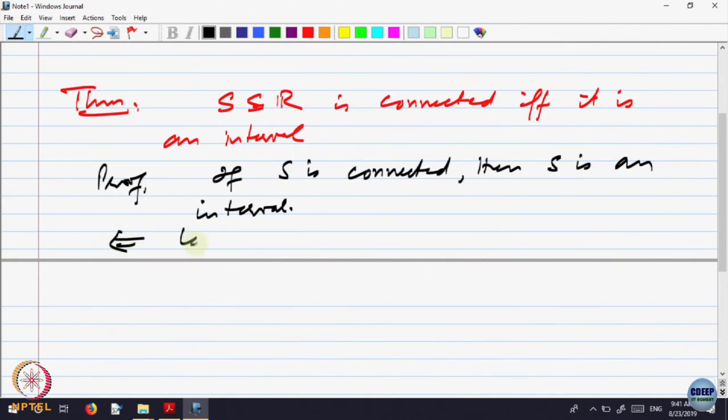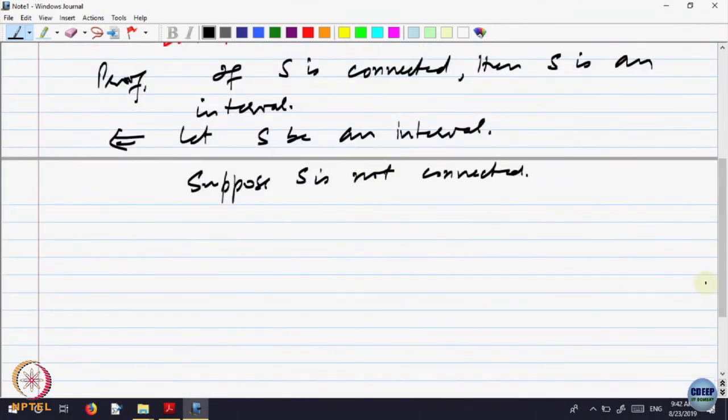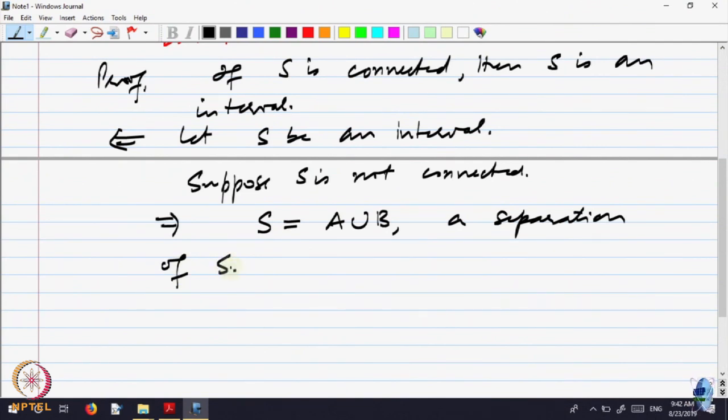So conversely, let S be an interval and suppose S is not connected. That implies if S is not connected, it must have a separation. So let us say S is equal to A union B, a separation of S. That means S is written as a union of two sets where A and B are separated.